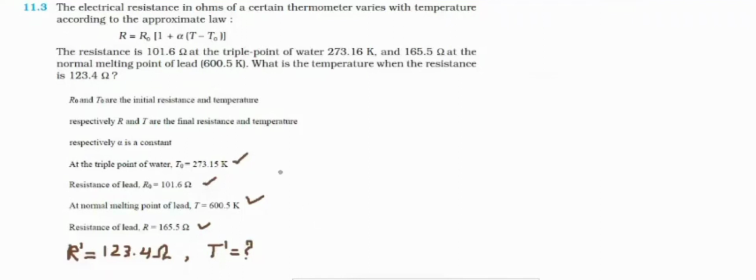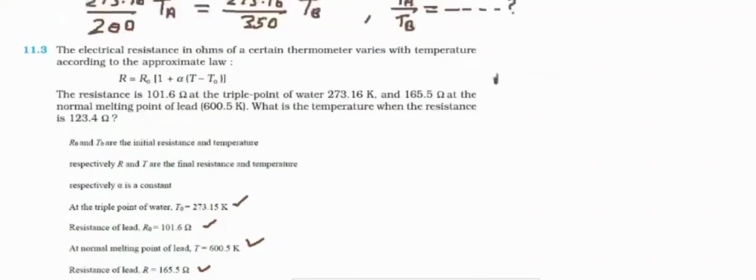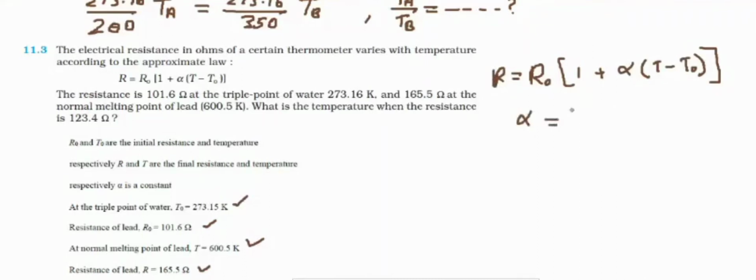Equations can be constructed here. The first equation, we can take the one given there, that is, we have R is equal to R naught into 1 plus alpha into (T minus T naught). Now, this is the relation connecting the first two sets of values. From this equation, you can find the value of alpha. Alpha is equal to (R minus R naught) divided by R naught into (T minus T naught). So you'll get the value of alpha.